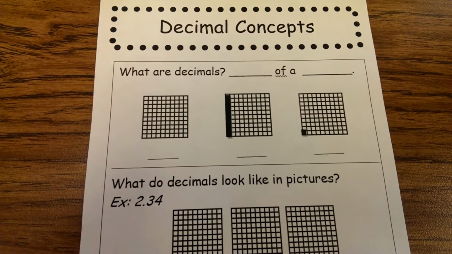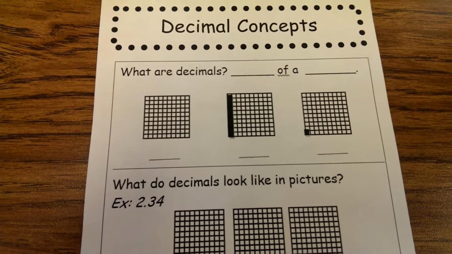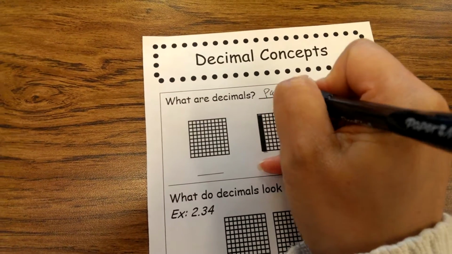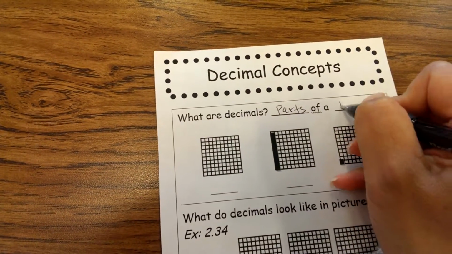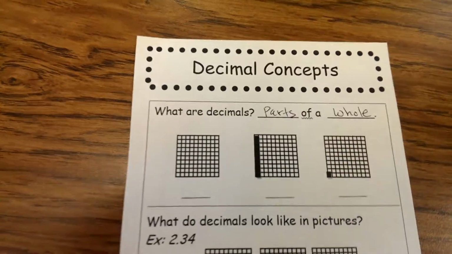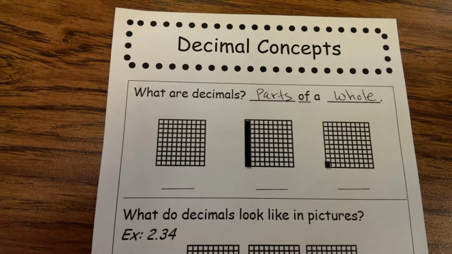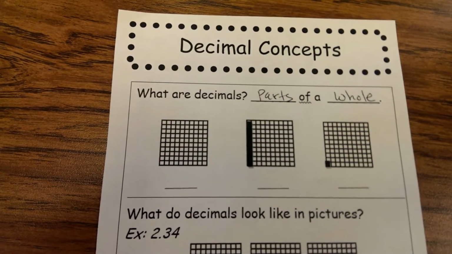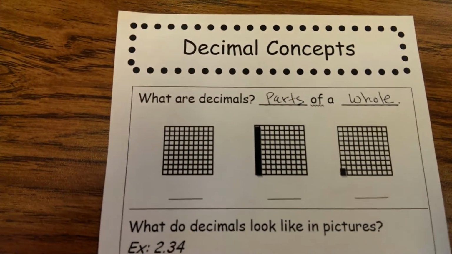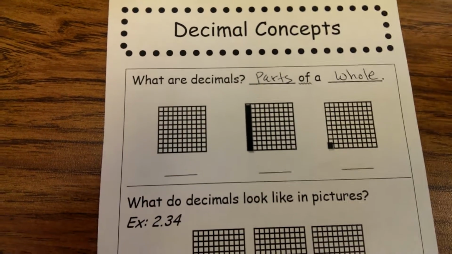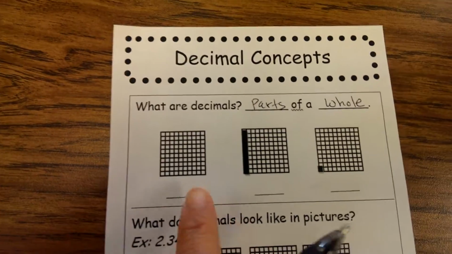We see decimals every day, but what is a decimal? Decimals are parts of a whole. So when you see a decimal, you have a part of a whole. So when you see decimals in terms of money, you don't have a whole dollar, you might have some change. So that change is part of the dollar. You don't have the entire dollar, you have parts. So decimals are parts of wholes.